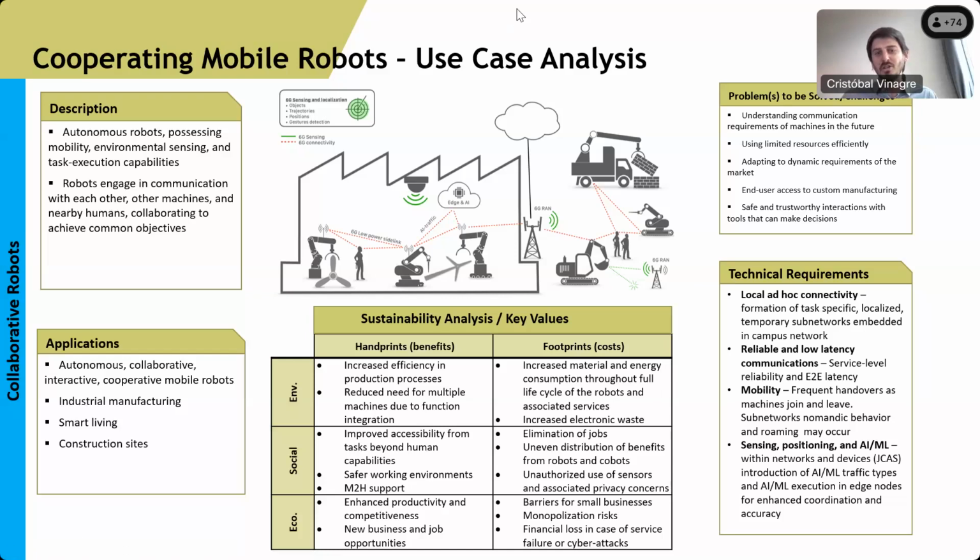So in a nutshell, I'm not going into too much detail. As the name suggests, this use case portrays autonomous robots with the ability to move, sense their environment, and cooperate with other machines, but also with humans, to perform a given task. This way, it can enable a group of robots to perform tasks beyond their individual capabilities.